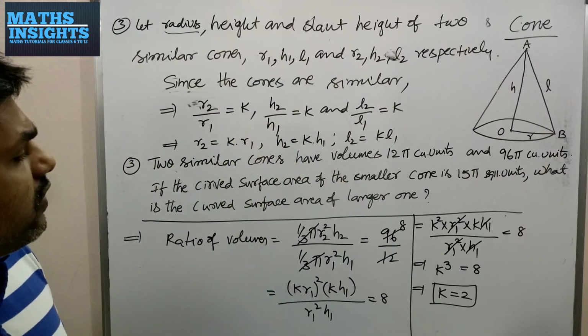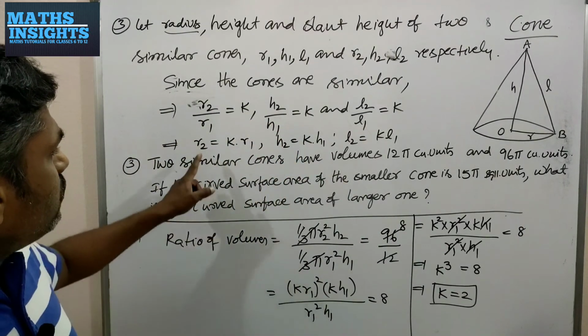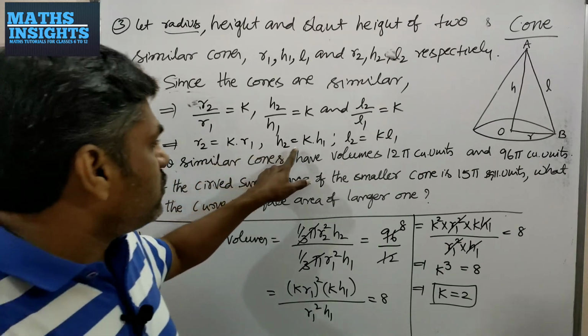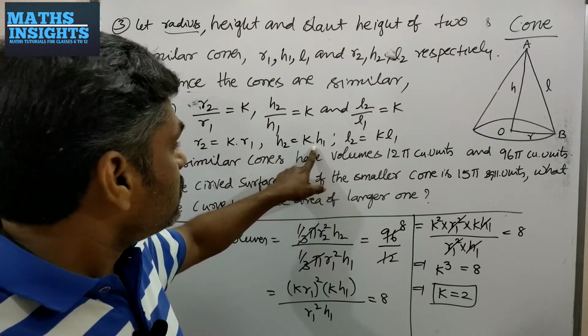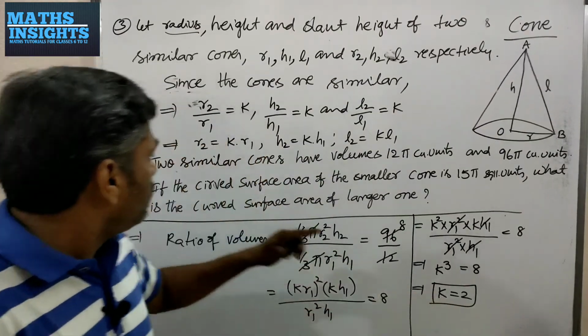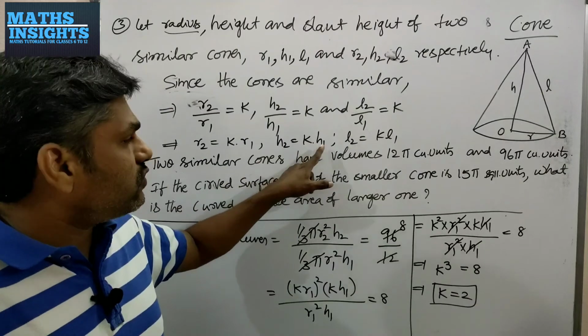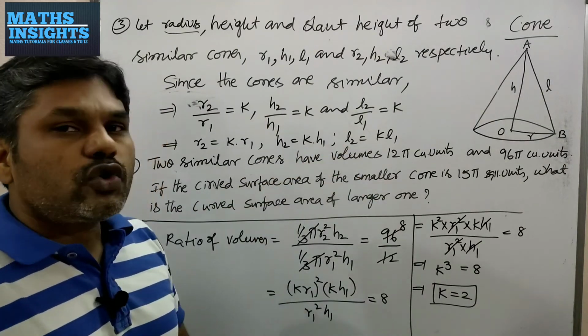If you know the value of k, it's very simple. Then r2 will become, sorry, k value is 2, r2 will become 2 r1, h2 will become 2 h1, l2 will become 2 l1.